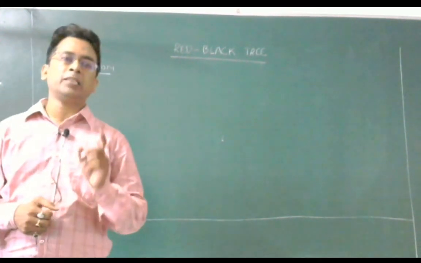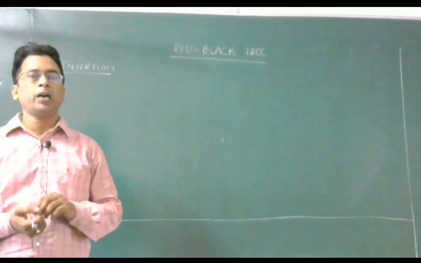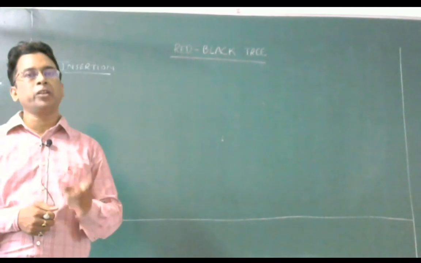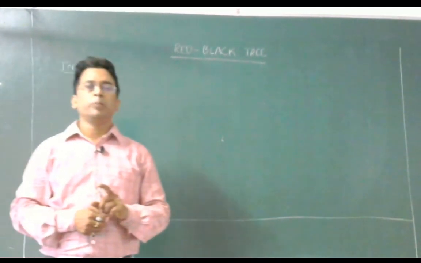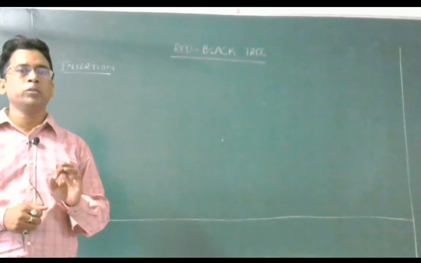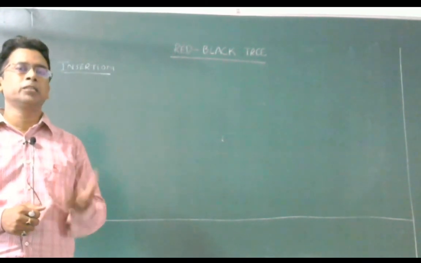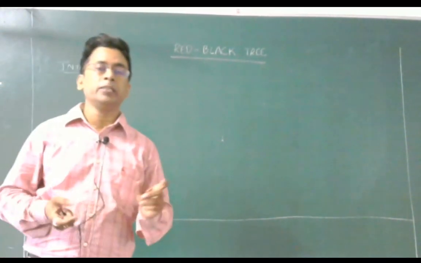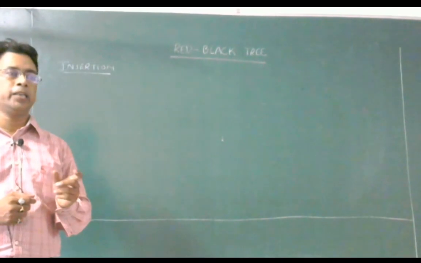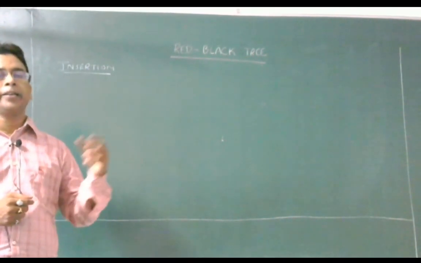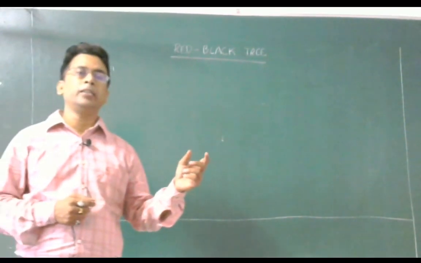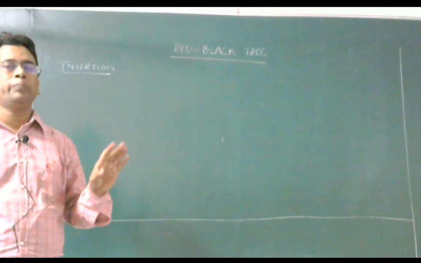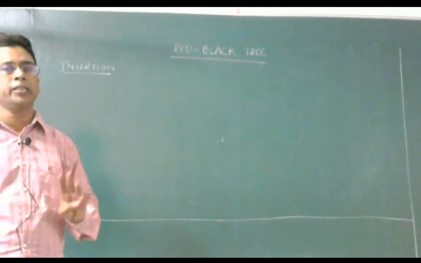Hello student, in the last lecture of red-black trees I taught you about the properties. After that I taught you the left rotation and right rotation, and using these we read about the different cases of red-black tree insertion, in which there are basically two categories. In category 1 the parent is the left child of its grandparent, and in category 2 the parent is the right child of the grandparent. In category 1, when the parent is the left child of the grandparent, there are three cases.